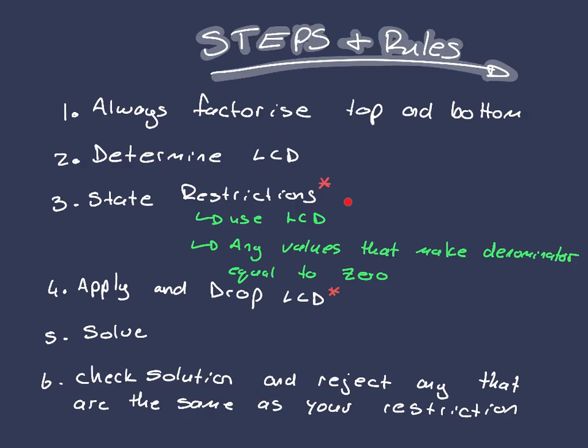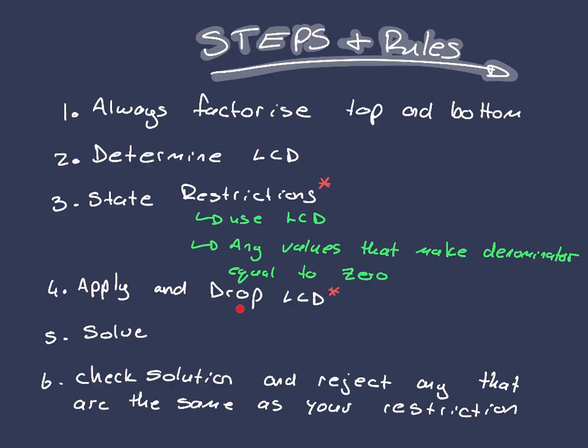Just to remind you about what is a restriction, it is any value that makes the denominator equal to 0. And why don't we want the denominator equal to 0? Well, because then our fraction becomes undefined. So we find the LCD, we take that LCD and we use it to make a restriction.